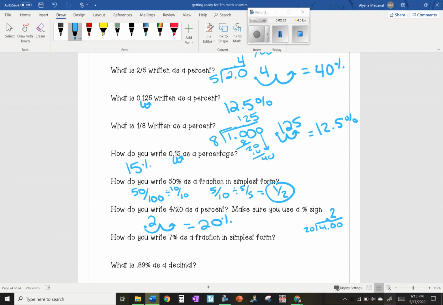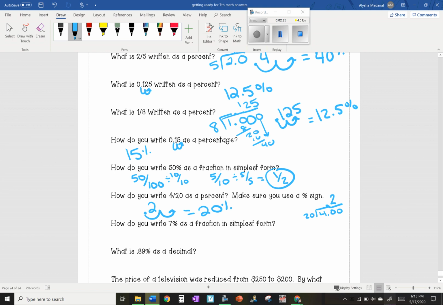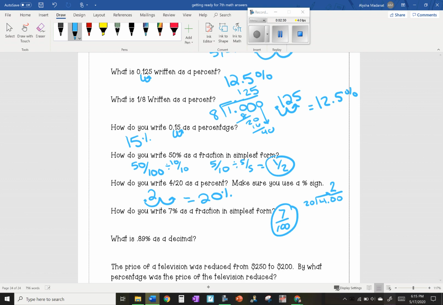How do you write 7% as a fraction? So 7% would be 7 over 100, and you would simplify it, which there's your answer.